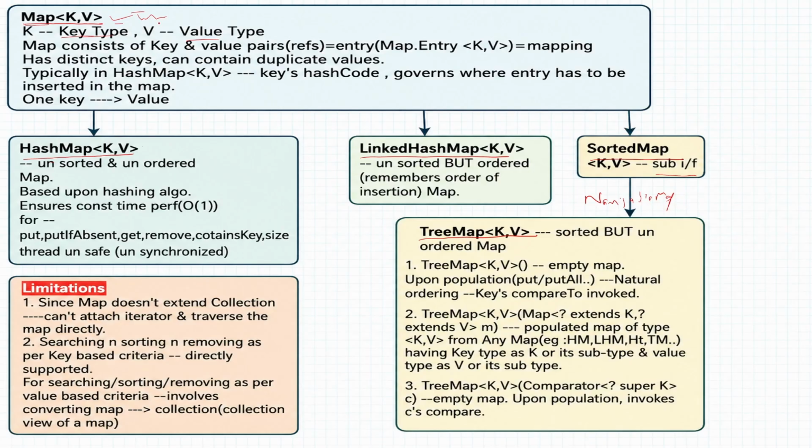So for the map hierarchy, map is the parent interface. It holds values in key and value pairs. HashMap is the implementation class of the map interface. LinkedHashMap is also an implementation class. SortedMap is the child interface of the parent map interface. And TreeMap is the implementation class of the NavigableMap, and NavigableMap is the child interface of SortedMap. So the only things we need to keep in mind are the hierarchy, and the second thing is that map works on key and value pairs. This is an important point. Key and value pair.